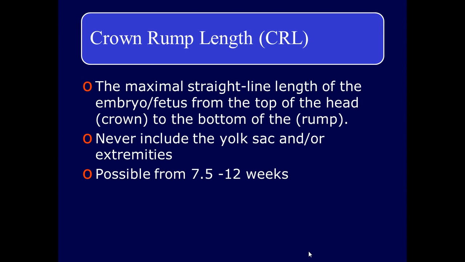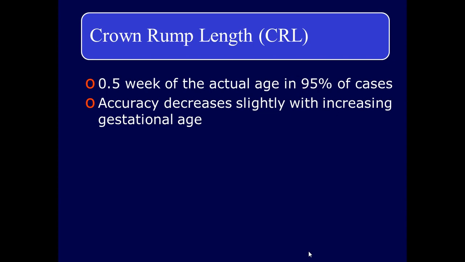After 12 weeks, obtaining a good crown rump length measurement is generally more difficult due to increased fetal body movement. So the crown rump length should be made from an image in which the fetus appears to be in a slightly flexed or relaxed position. The sonographic estimate of gestational age will be within 0.5 weeks of the actual age in 95% of the cases. Accuracy decreases slightly with the increase in gestational age.